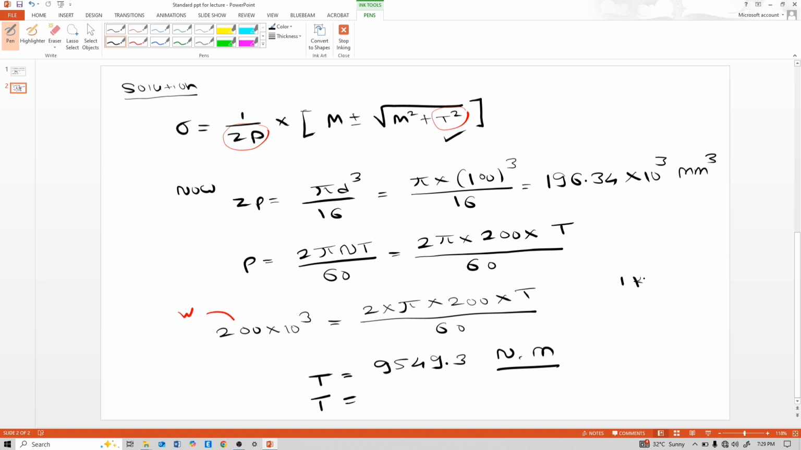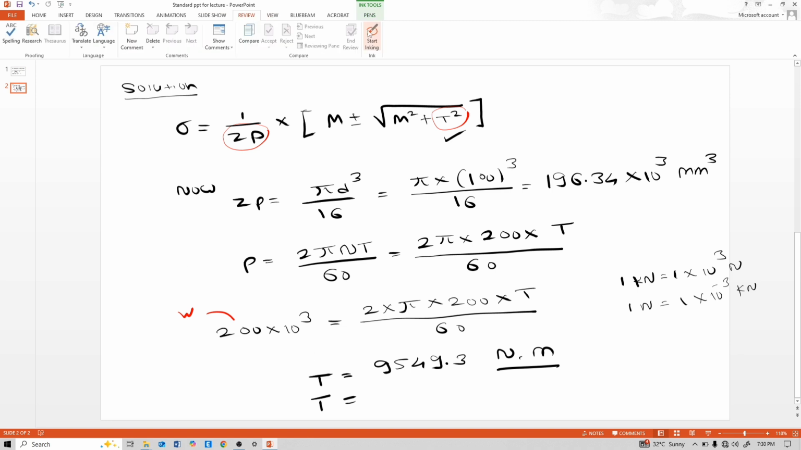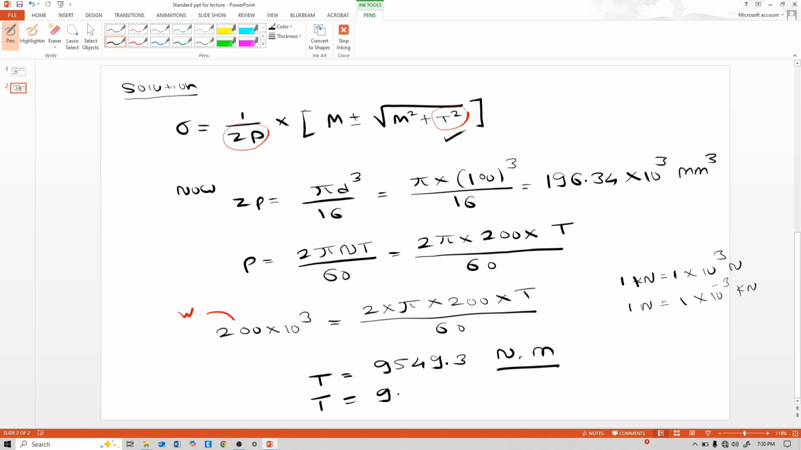And 1 kilonewton is equal to 1 into 10 raised to 3 Newton. So 1 Newton is equal to 1 into 10 raised to minus 3 kilonewton. So this is 9.5493 kilonewton meter.